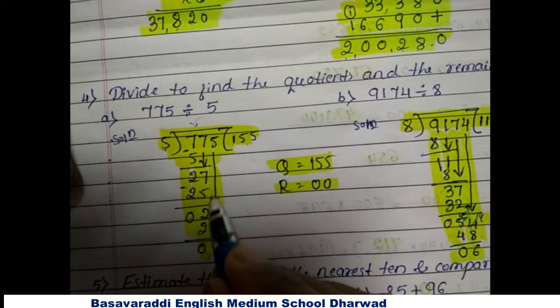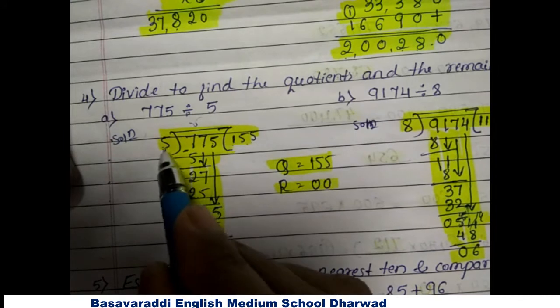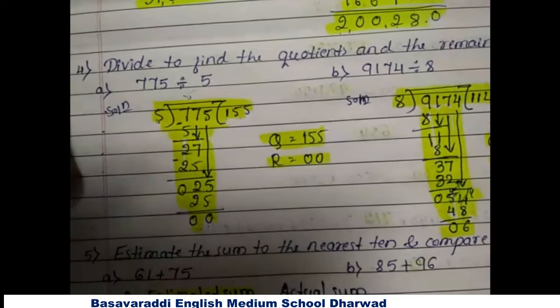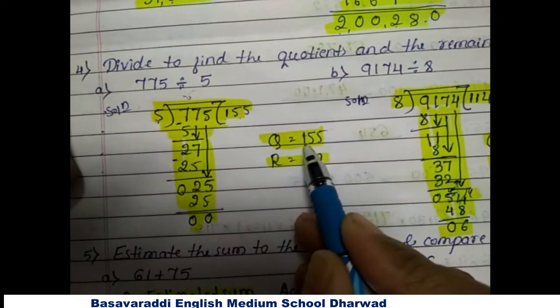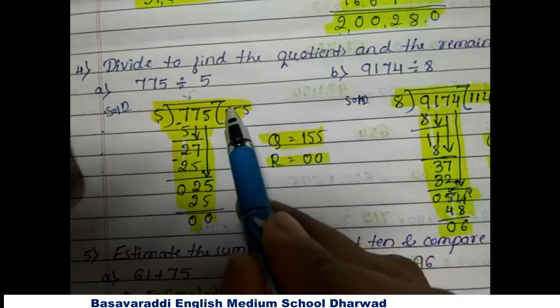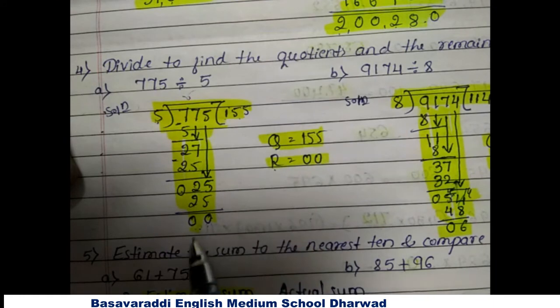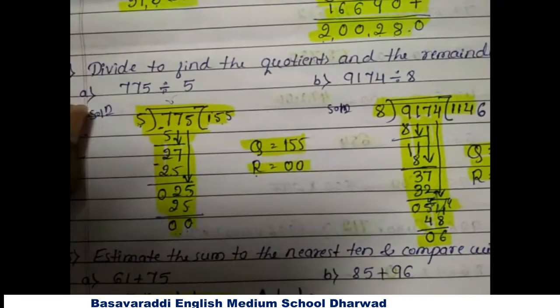Yes, next bring down the last digit, that is 5. Club with the 0, that becomes 25. Then 5 5s are 25. The 5 minus 5 is 0. The 2 minus 2 is 0. The quotient is 155. What is the quotient? The result of the division is called the quotient. And the remainder is 0. What is the remainder? The number left over after the division is called the remainder. Yes. Next, one more question.